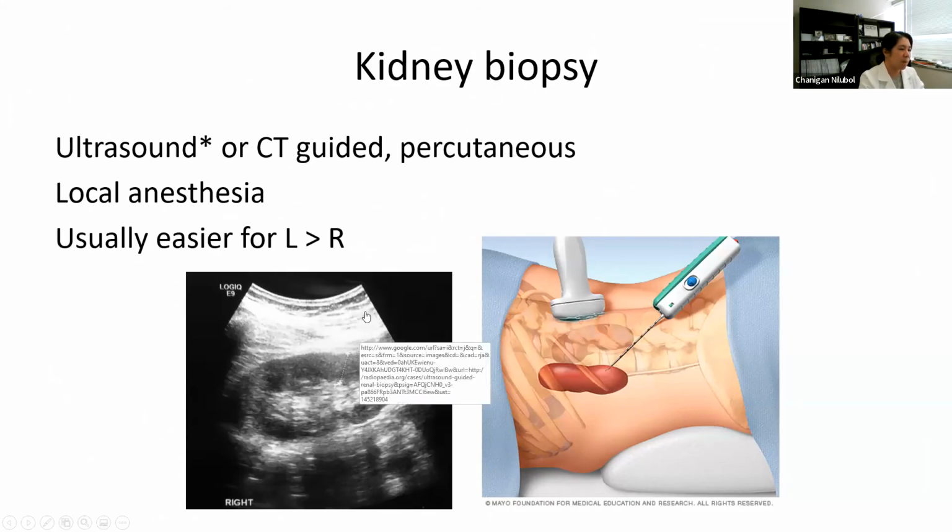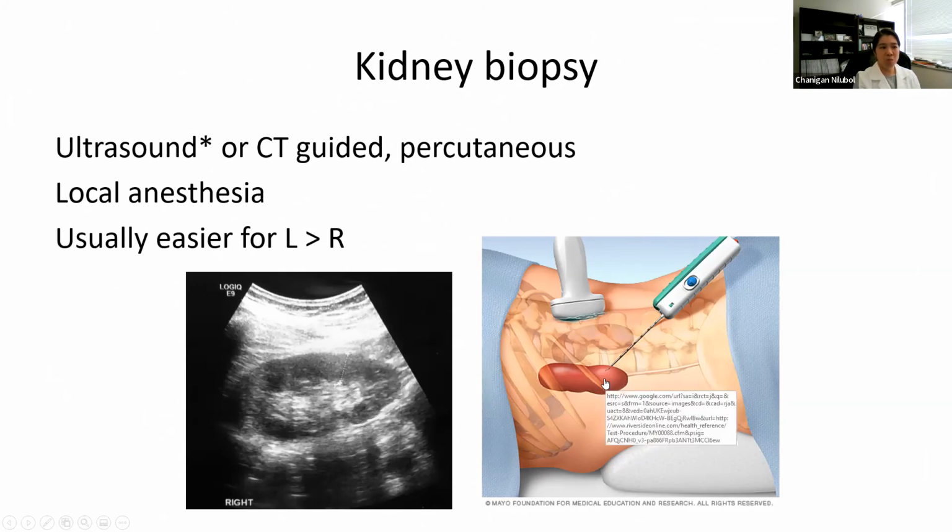So you see that it's pretty safe compared to 30, 40 years ago, when we were doing this blind, and you might not know until you get the pathology result that it's actually liver, not kidney. Usually it's easier to do the left kidney, because the big organ, the liver, is not in the way. The patient is in the prone position or maybe on their side, and the biopsy is done with real time ultrasound.